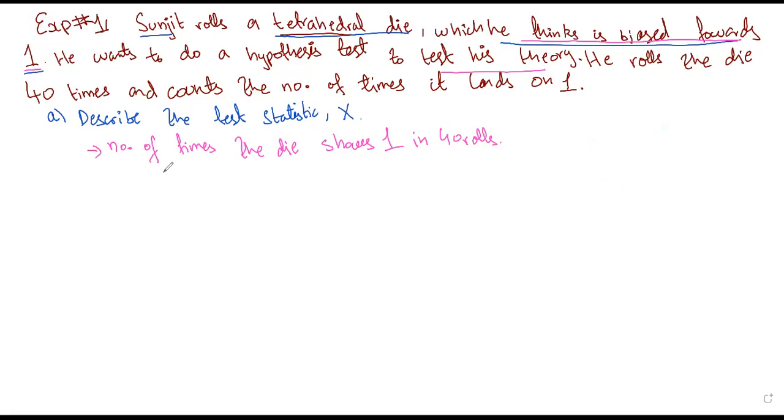Obviously the question would be pertaining to a particular thing. If it's a die, it would be a side. If it is a coin, it would be either head or tail. In this case, it is a tetrahedral die, and we are particularly talking about 1. So here, the number of times the die shows 1 in 40 rolls is your test statistic. This is not something which would vary from question to question.